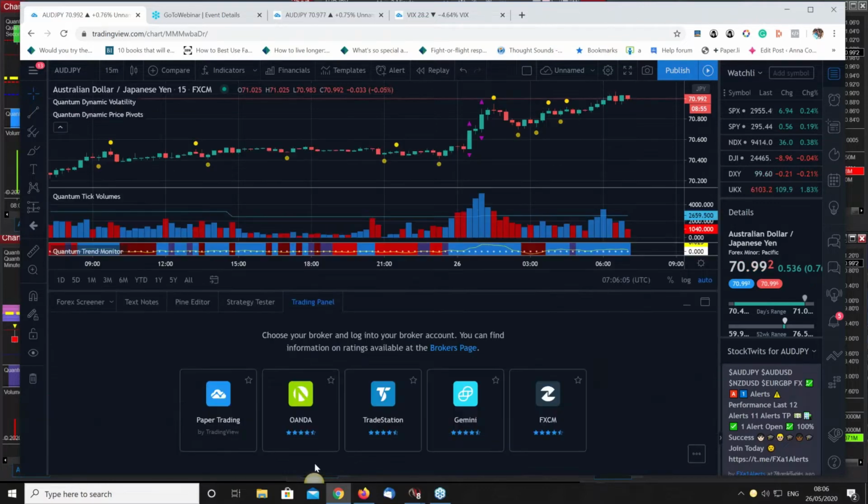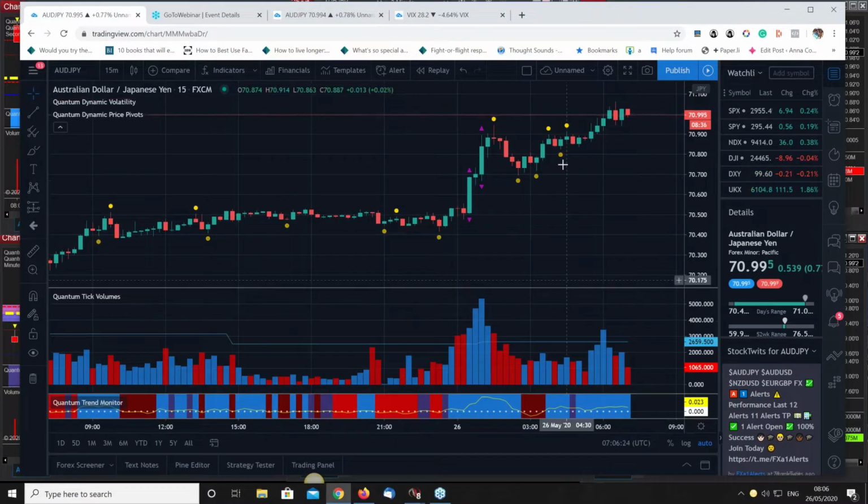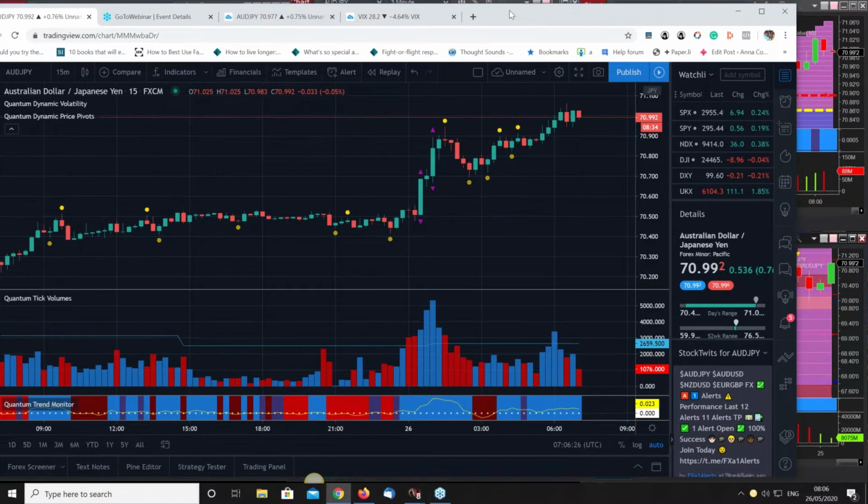But just to show you something else, in case you're not aware, you can actually trade through TradingView with these brokerage accounts. So if you're on Oanda, TradeStation, Gemini, or FXCM, you can link these through to your brokerage, through to your TradingView platform. So it's good stuff in there. It's an excellent platform. Really, there's lots of bells and whistles on there.